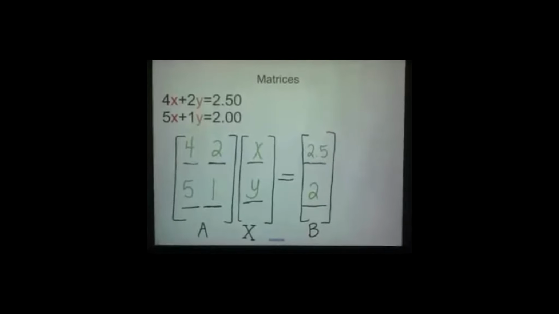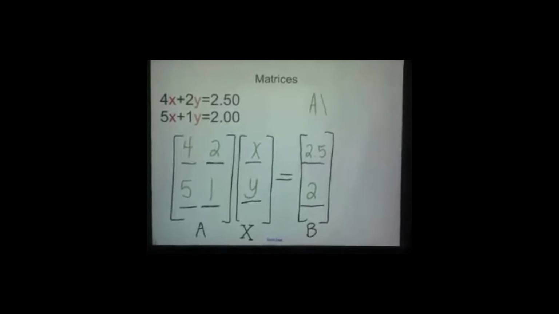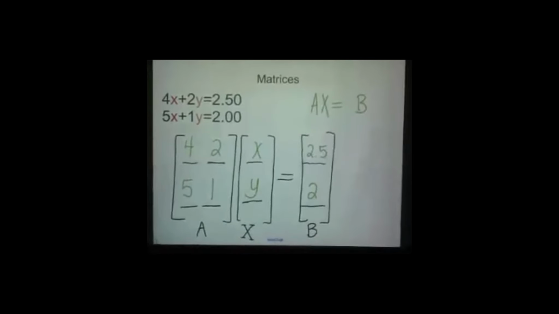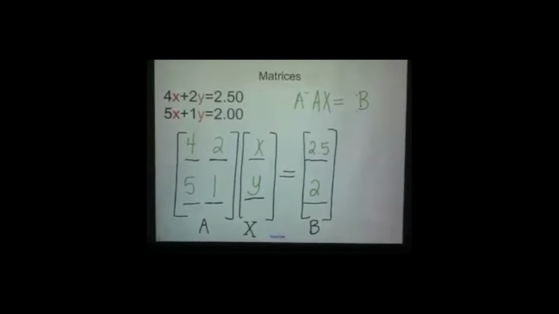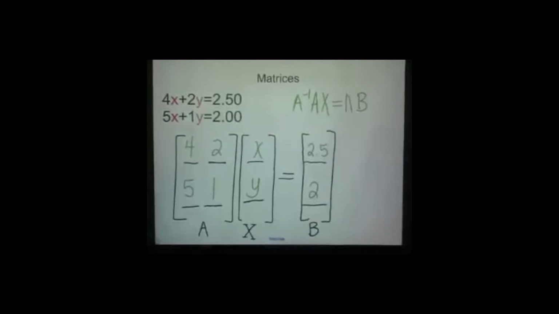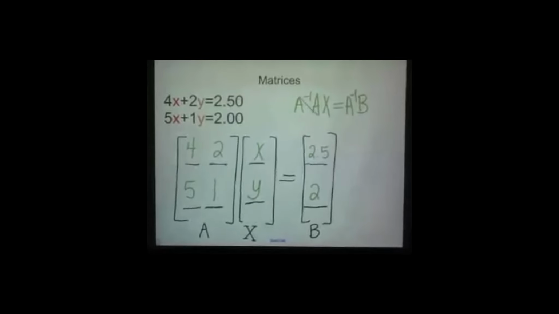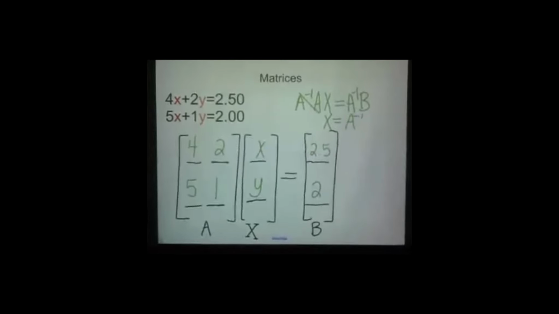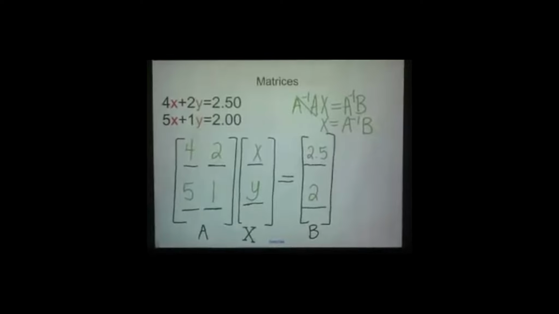Let's recall how to solve for capital X. If we have AX is equal to B, we need to get rid of the A by multiplying by its inverse. Remember though, we have to multiply on the same side. That cancels out the A and leaves us with X is equal to A inverse B. We know that we can put this into the calculator.